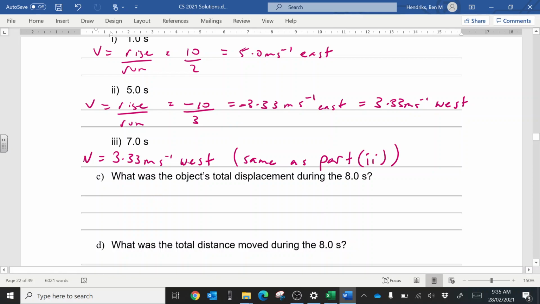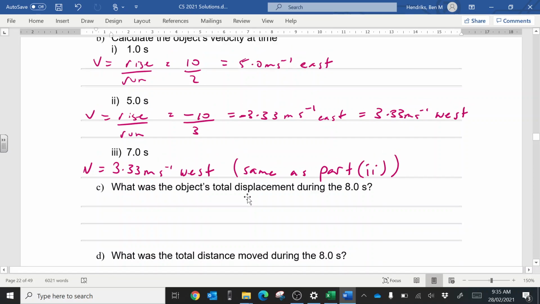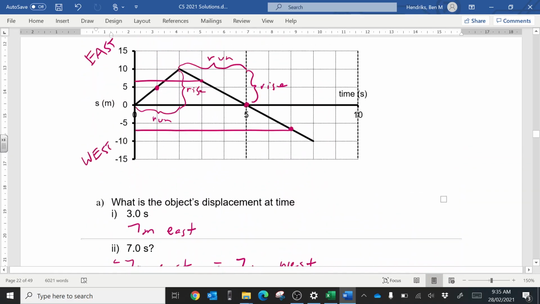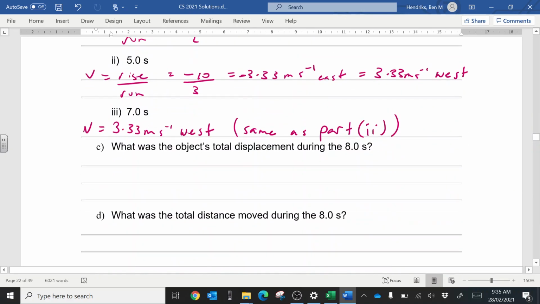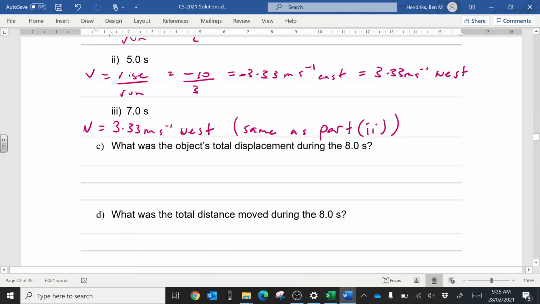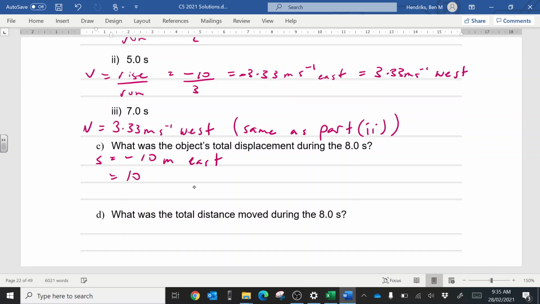So what was the object's total displacement during the 8 seconds? Well, with a displacement versus time graph, it's quite easy to see what the total displacement is. This is at 8 seconds, and we can see that that corresponds with a -10. So S equals -10 meters east, which is equal to 10 meters west.